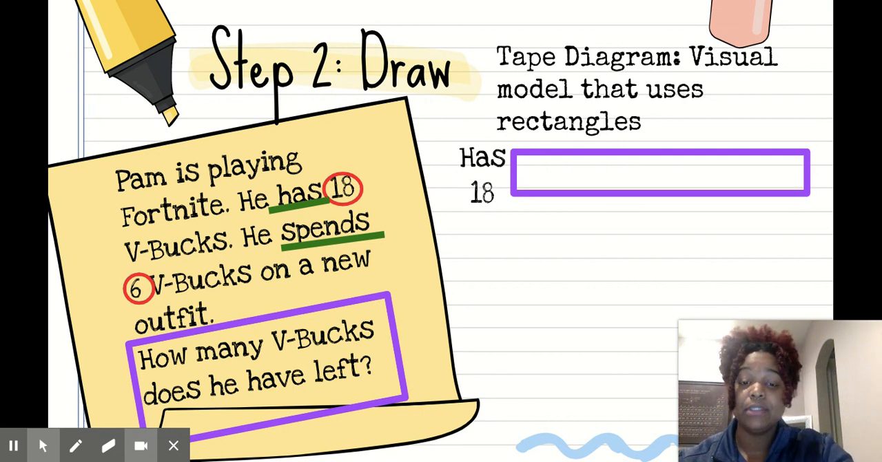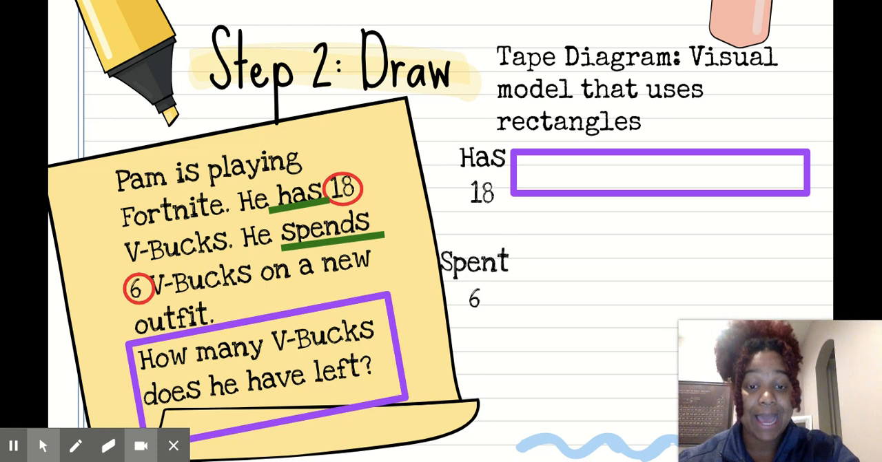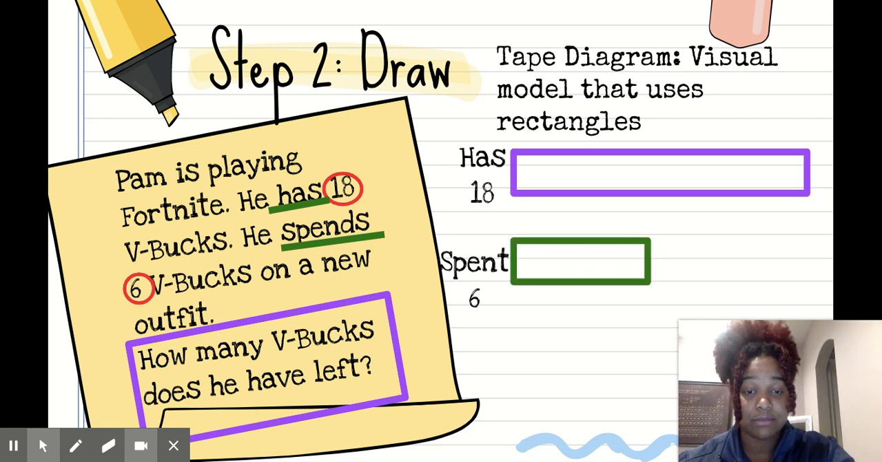All right. Now we are going to represent what he spent. And unlike the other problem, I'm not going to add a box to my purple box because he spent the money. It is no longer there. So I'm not going to add to my purple box. What I am going to do is write he spent 6 under has 18. So he spent 6. And I am going to represent that number with a little box.